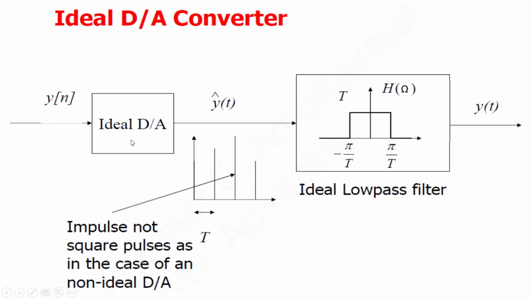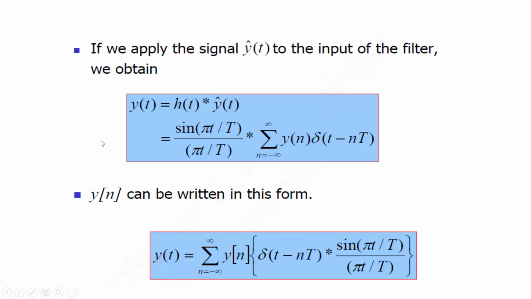Now, in the case of an ideal D to A converter, we considered one pulse and the output of the D to A converter as the staircase voltage. But in the ideal case, instead of square pulses, we will have impulses here. Once the impulses are applied to this ideal low pass filter, with a response given like this, the output will be y(t). Let us see how it should behave further.